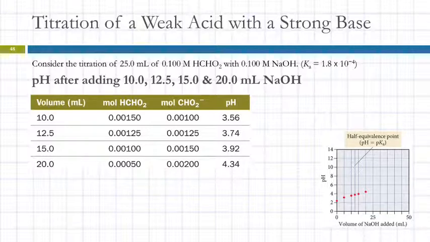So we can do very similar calculations, adding more and more sodium hydroxide. So we figure out moles or millimoles of hydroxide added, and we subtract that from the millimoles of acid that we initially had, and we plug those numbers into Henderson-Hasselbalch, and we get our pH. Any questions? I don't think we need to do all of those. This is the half equivalence point.